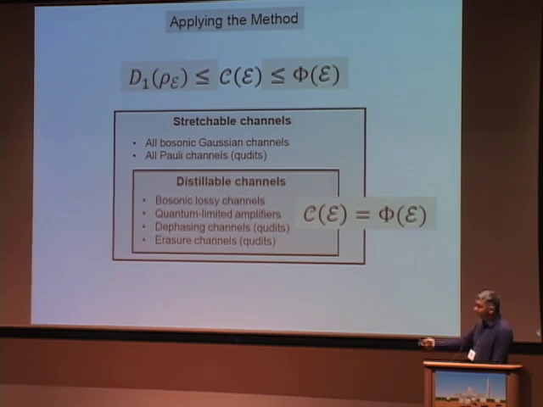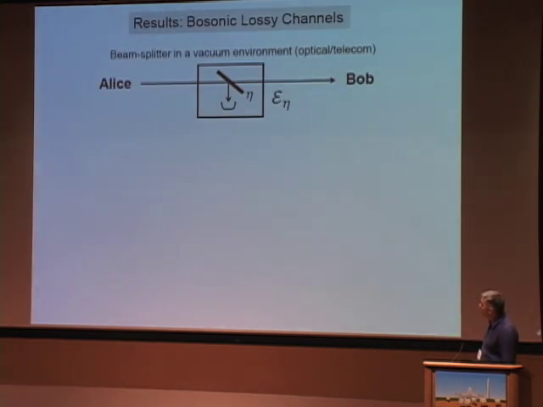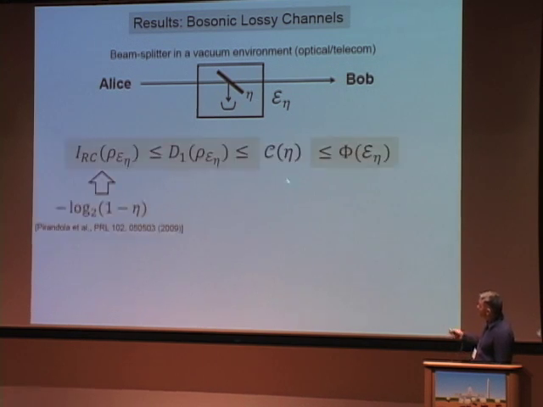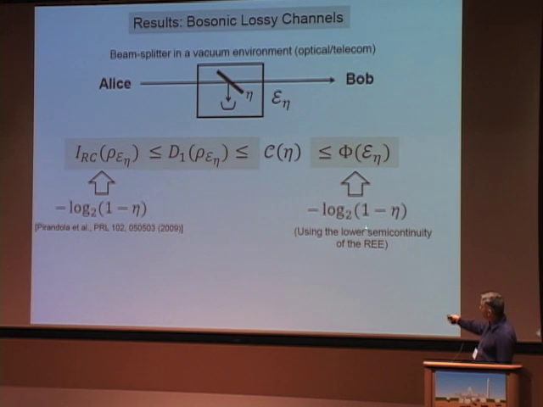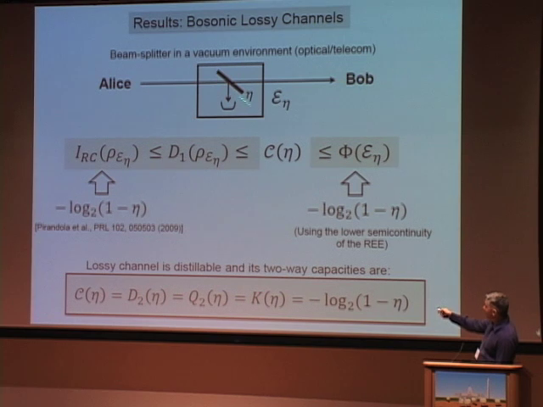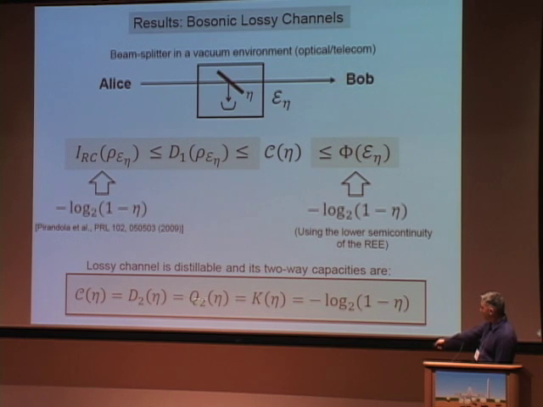And now this is basically the end of the methodology, and I'm going to show you very quickly the results for these channels here. So the lossy channel, with transmissivity eta. So that's the two-way capacity. We know a lower bound from 2009, and we computed the upper bound, and they coincide, very lucky. So for a lossy channel, a beam splitter with transmissivity eta, all the two-way capacities coincide, and they are equal to just this simple formula: minus log of 1 minus eta.